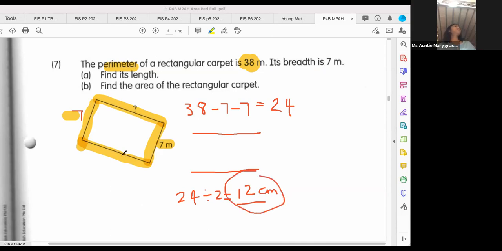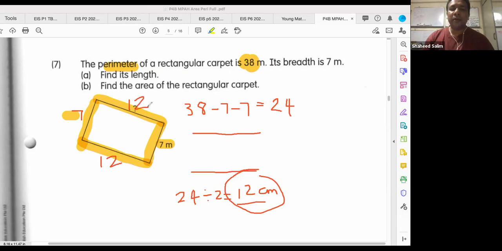So this is 12. What is 12? 12 cm. Now you know this is 12. Find the area. Come on, find the area.